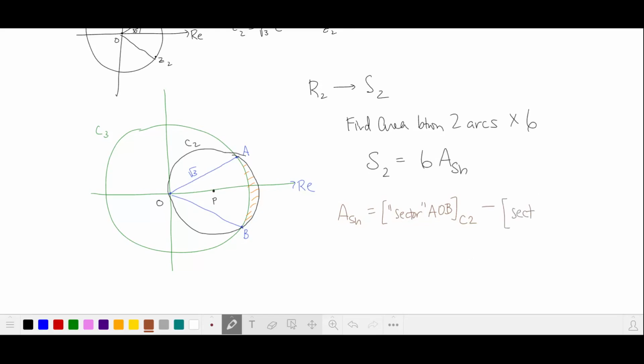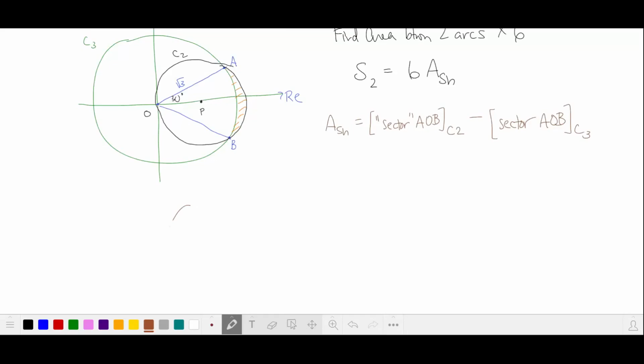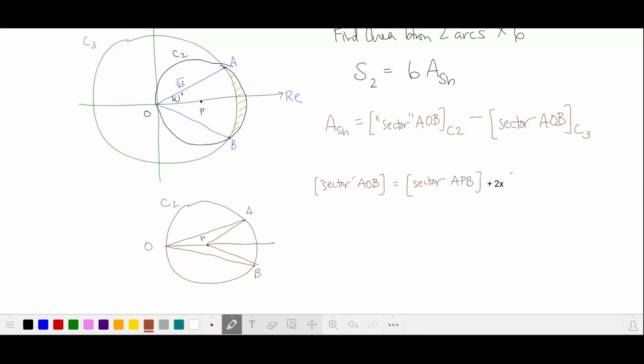Then we're going to subtract out the area of this true sector AOB on circle 3. That's the green circle here. Let's drill down on circle 2 again. It passes through point O and it has a center P. To find the area of this so-called sector, I'm going to find the area of this true sector of the circle, APB, and then add in the area of these two congruent triangles. We have APO on top and BPO on the bottom.